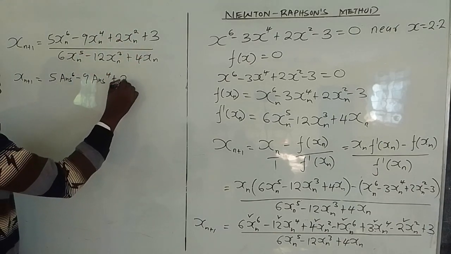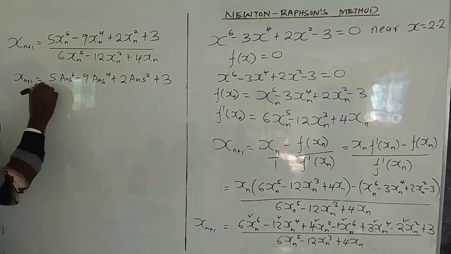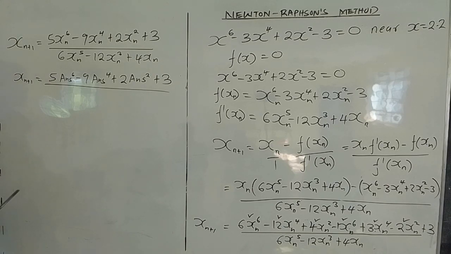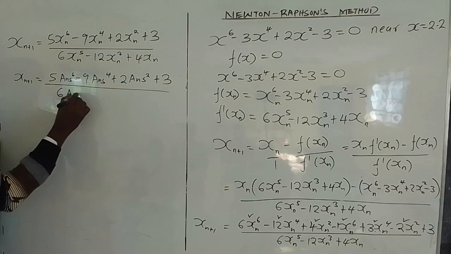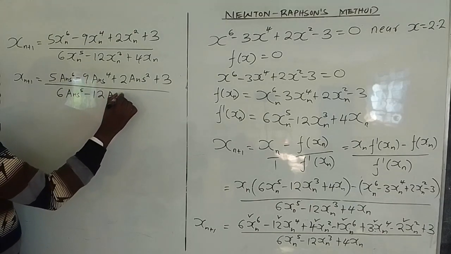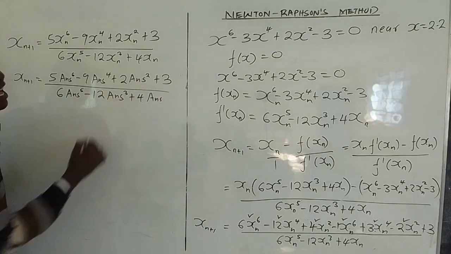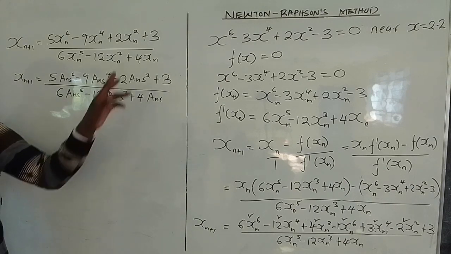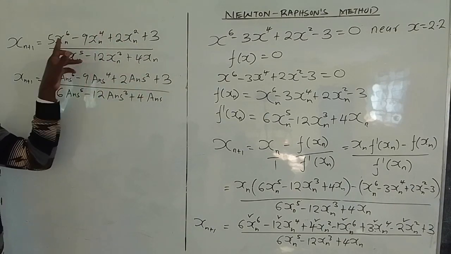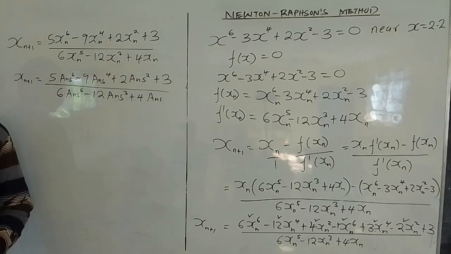Plus 2 answer, yes, squared. Then the plus 3. Then in the numerator you have 6 answer raised to power 5 minus 12 answer raised to power 3 plus answer. Are we together? Xn is the answer. So this is answer squared, answer raised to power 4, answer raised to power 6, answer raised to power 5, answer raised to power 3, answer raised to power 1. Just answer, isn't it? Are we together?